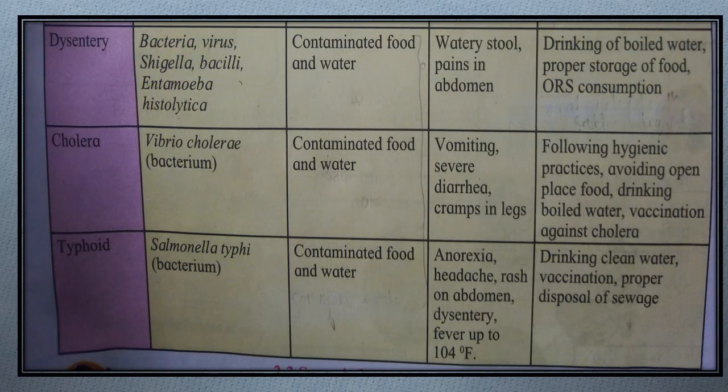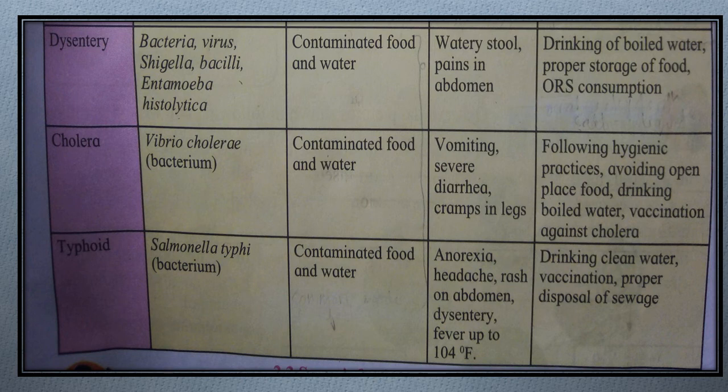Okay, next disease is dysentery. The pathogen for dysentery is bacteria, virus, Shigella bacilli, Entamoeba histolytica. Mode of infection: contaminated food and water. Symptoms: watery stool, pains in abdomen. Prevention: drinking of boiled water, proper storage of food, ORS consumption. Now what is ORS? It means oral rehydration solution, made up of salt and ions.